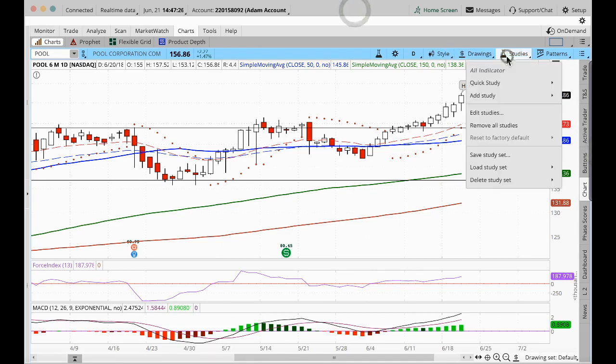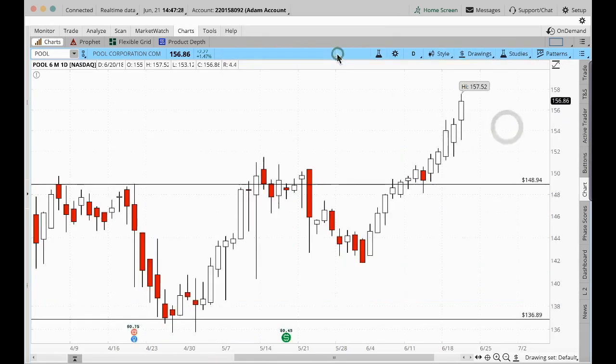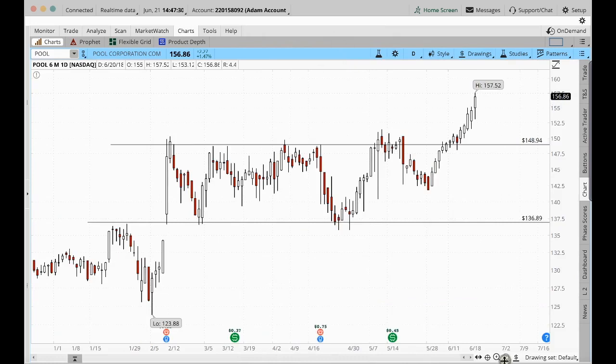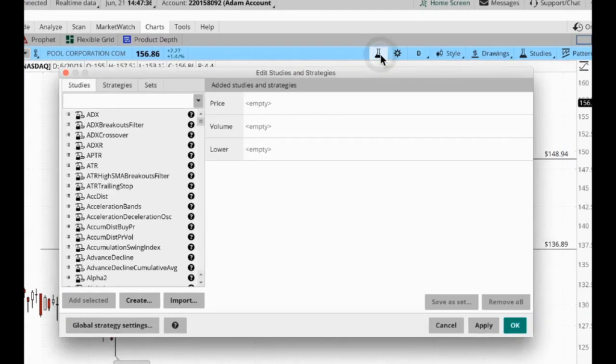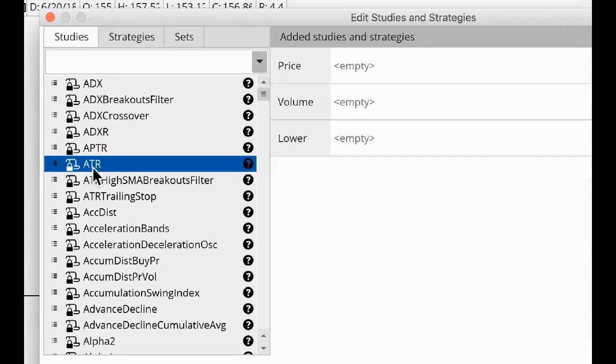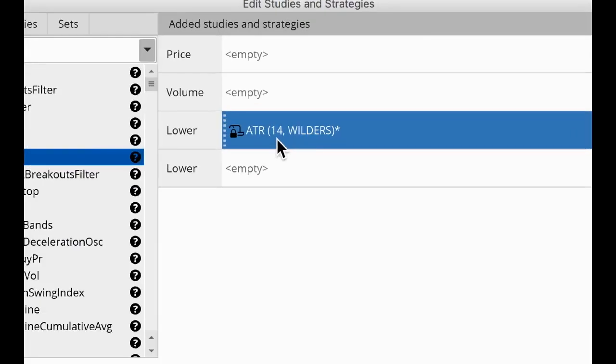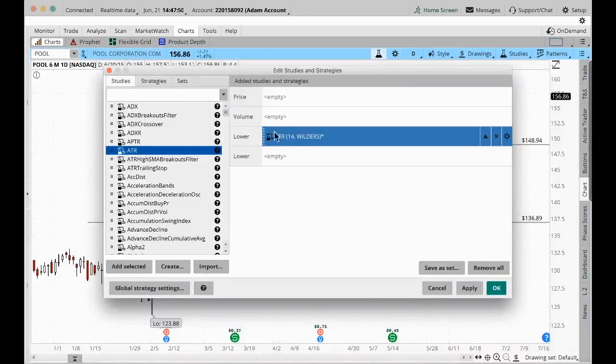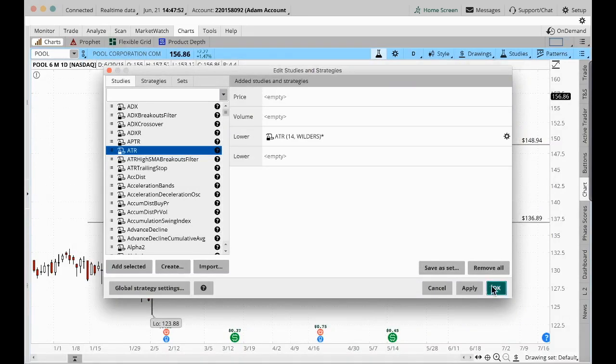First, let me remove all the studies so you get a clear chart. Okay, there we go. Now, what we do is we go to studies again, go to this study. And again, you can use this on any charting software, TradingView, TC2000, anything would have this. It's very common. It's called ATR, average true range. So click on that. And by default, you get the 14-day ATR. So leave it as 14, click OK.